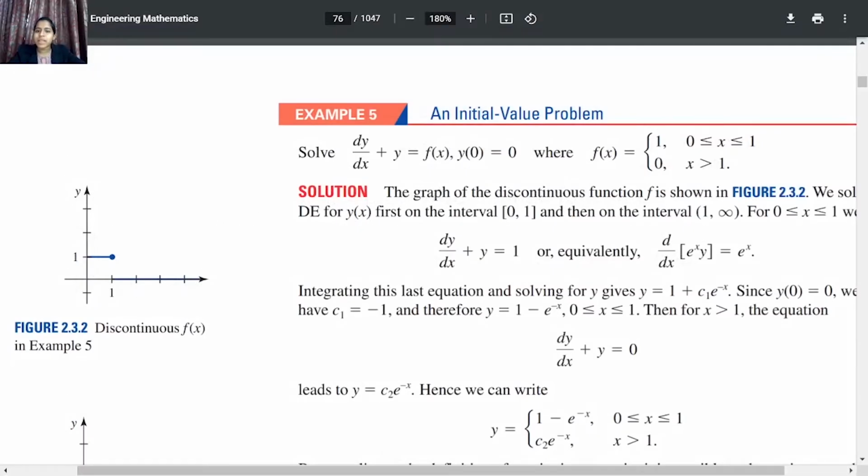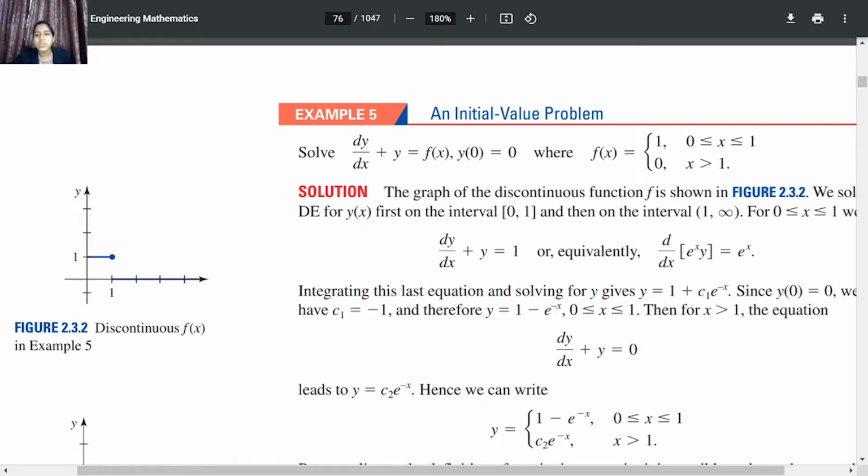It's example 5. It is an example of an initial value problem in which the corresponding f of x is piecewise. The question is: solve dy by dx plus y is equal to f of x, with the initial value y of 0 is equal to 0, where f of x is piecewise defined, equal to 1 in the interval 0 to 1, and whenever x is greater than 1 it is 0. You can see the figure of f of x. It is a discontinuous function. From 0 to 1 it is the line y is equal to f of x equal to 1, and everywhere else it is equal to 0.